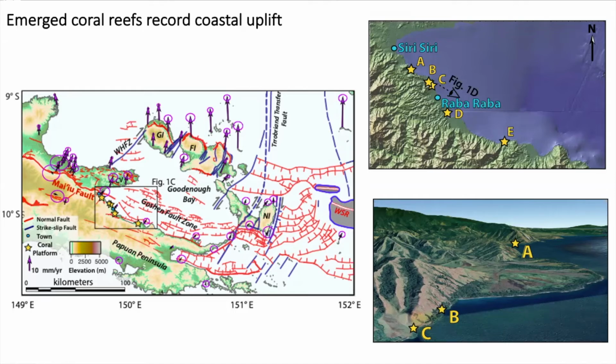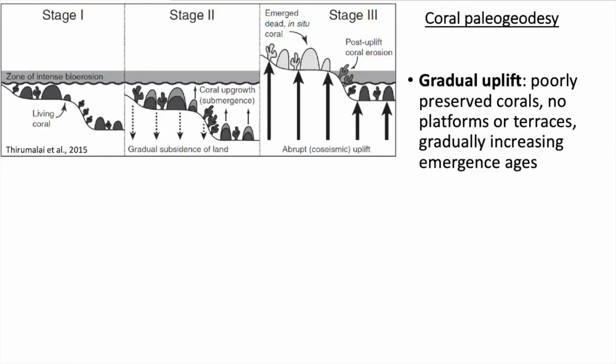So how does coral paleogeodesy work? The main principle is that corals die when they're emerged above sea level and exposed to the air. When they die, they stop fixing radioactive isotopes into their skeletons, and so we can use those concentrations to date the age of emergence above sea level. They also record uplift by their morphology.